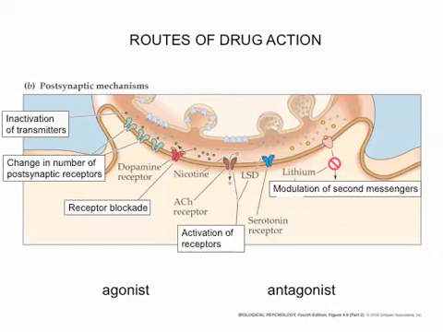Another example of this is in smokers. So people who are continually flooding this space with nicotine, this postsynaptic cell produces receptors that are less sensitive to acetylcholine and thus to nicotine as well. So you can change the number of postsynaptic receptors, and we'll talk about that as a mechanism of tolerance for drugs in the future.